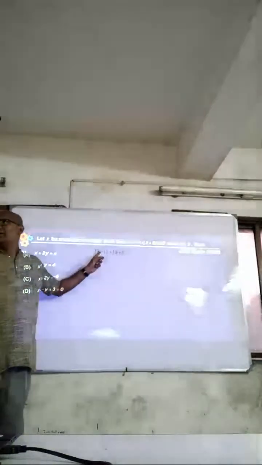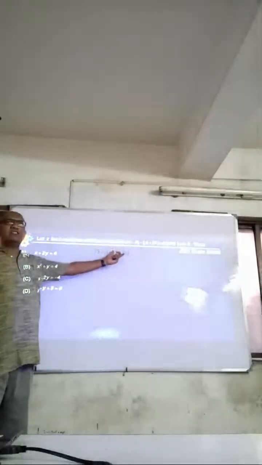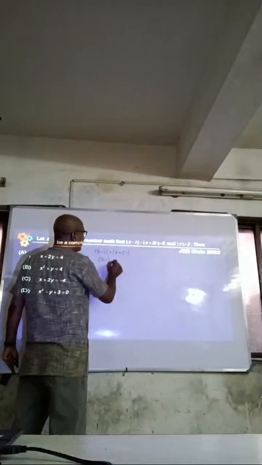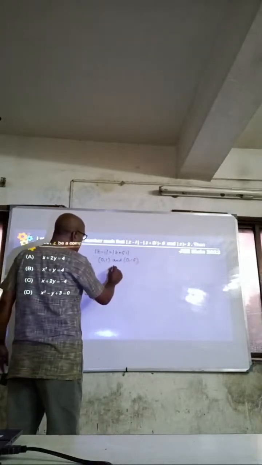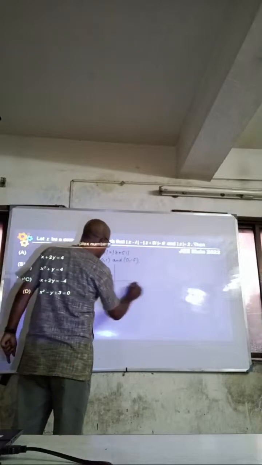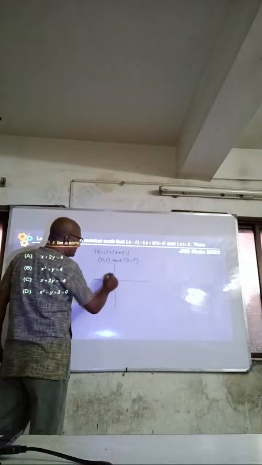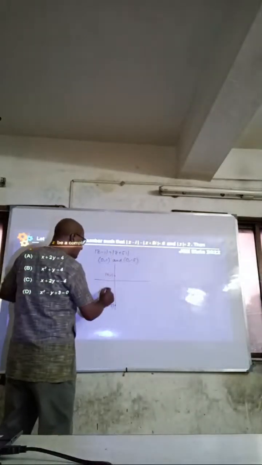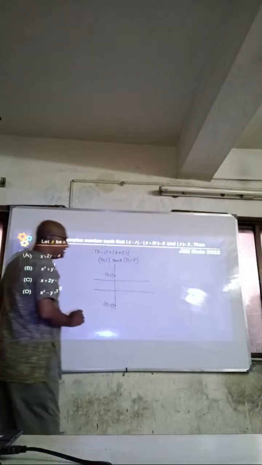What does it mean? This is the equation of a line joining the point 0, 1 and 0, minus 5. So how the straight line will look like? 0, 1 is somewhere here and 0, minus 5 is somewhere here. Yes or no? Now what will be the locus of this z? It will be the perpendicular bisector of the line joining these.